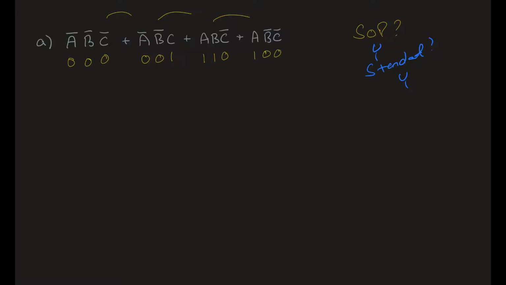In case I went through too quickly there, notice all I'm saying is if it's just the letter by itself, that needs to be a 1. And if the letter has an invert over it, it needs to be 0 so that it becomes 1.